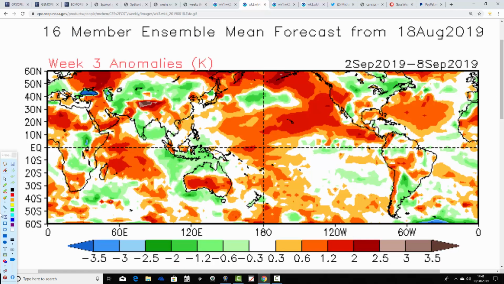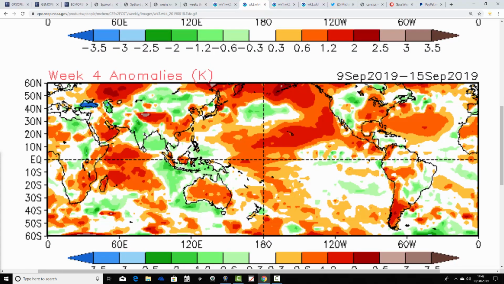That's week 3. Actually goes a little bit cooler than average. That's just a wind swinging into the north, of course. This is the 2nd to the 8th of September. And the temperature anomaly is dropping to a little bit below average, particularly interestingly for England and Wales. Most parts of Europe are looking quite cool as well in week 3.